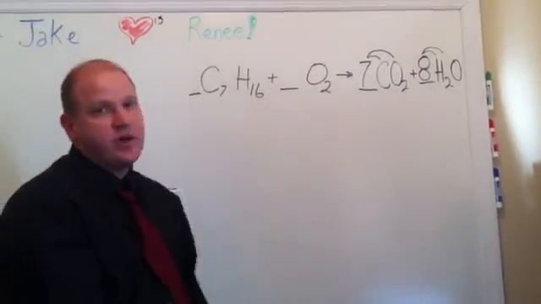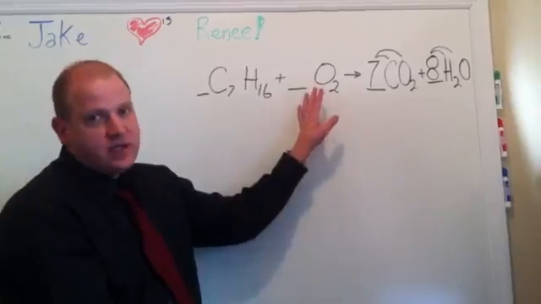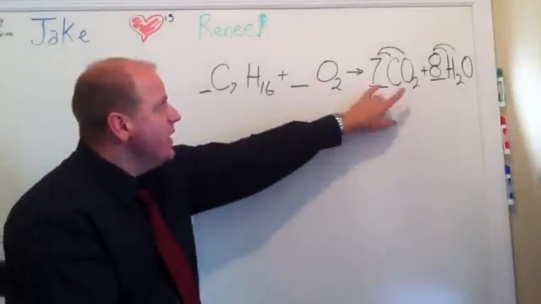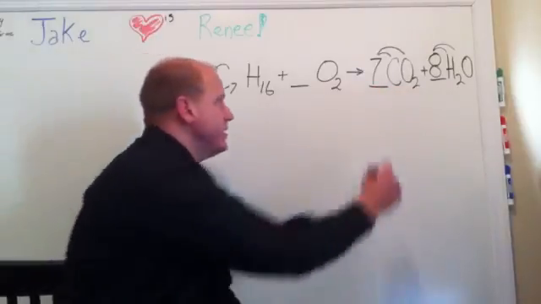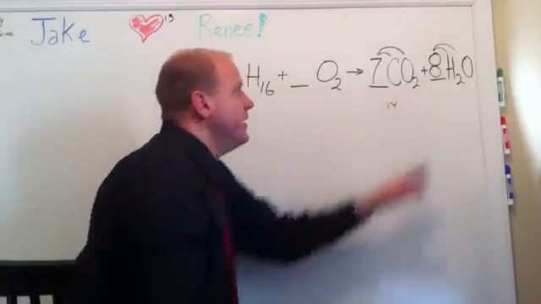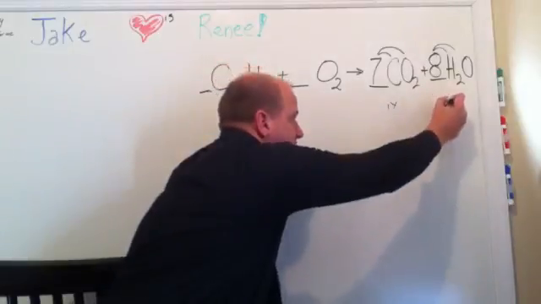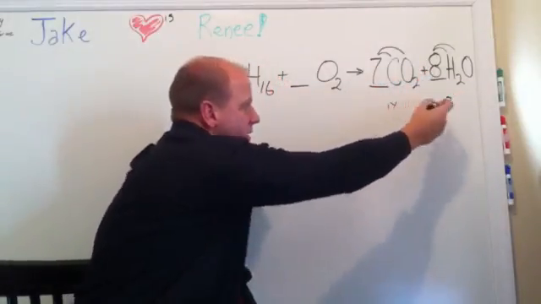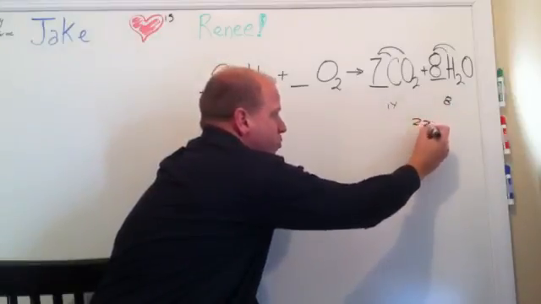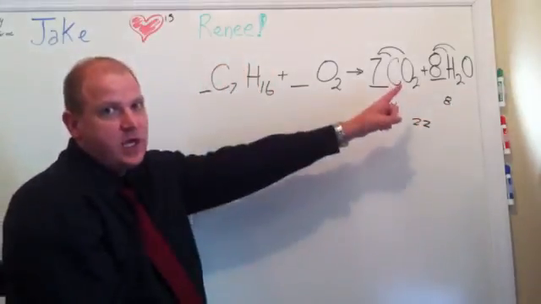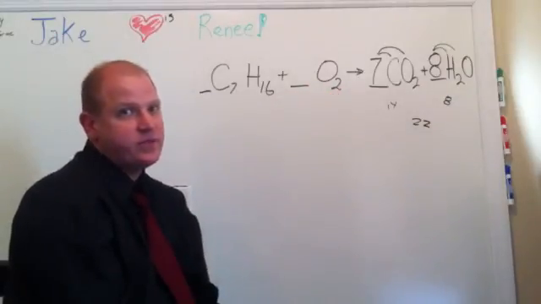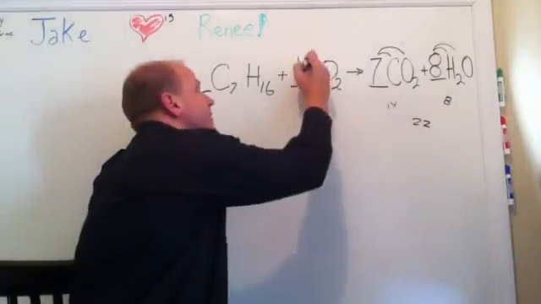So now we go on to our oxygen. We have 2 oxygen on our reactant side. We look over on our product side. We've got 14 oxygen right here, and then on the other side, on the other compound, we have 8. So the 14 plus 8 gives us a total of 22 oxygen on the product side. So what do we multiply this 2 by in order to get 22? 11. Good.